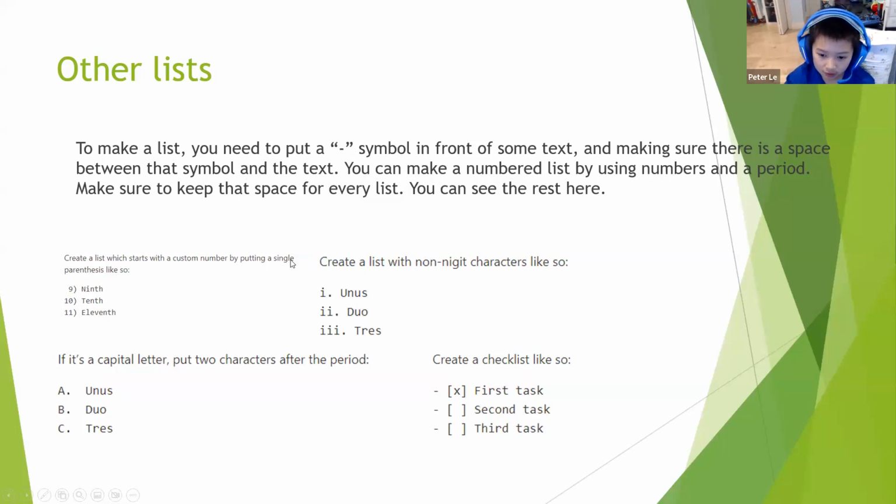You can make it with custom numbers by putting parentheses like this at the end. You can also create lists with non-digit characters like I, II, III. For a capital letter, you have to put 2 spaces after the period. And a checklist. The checklist, you can't actually click on it. It's not interactive, but when you want to edit it, you just go into your code and fix it.